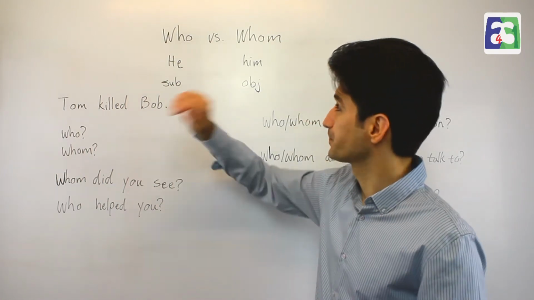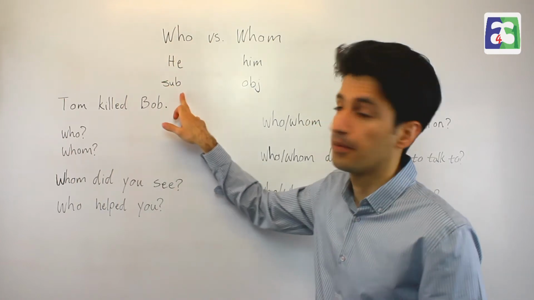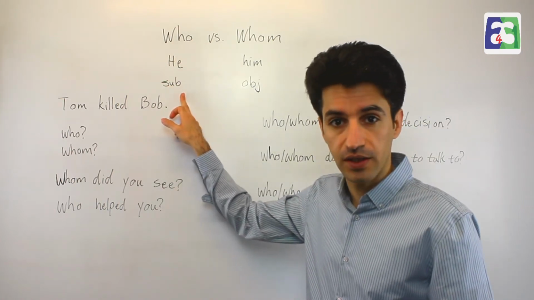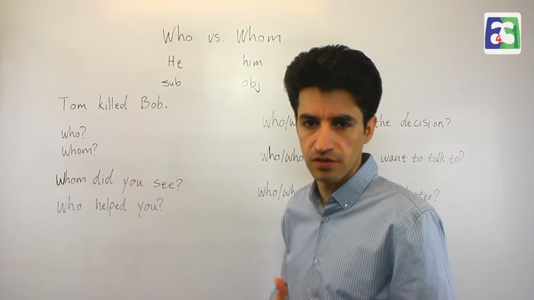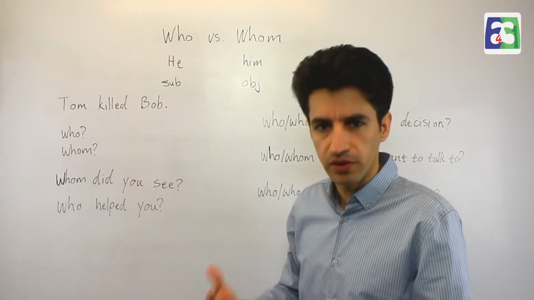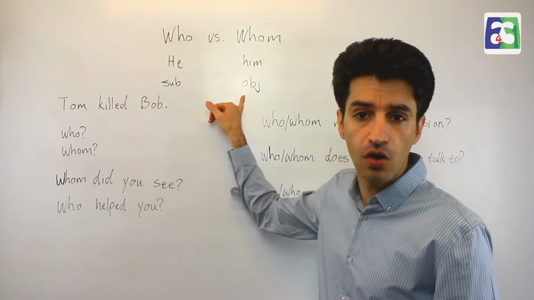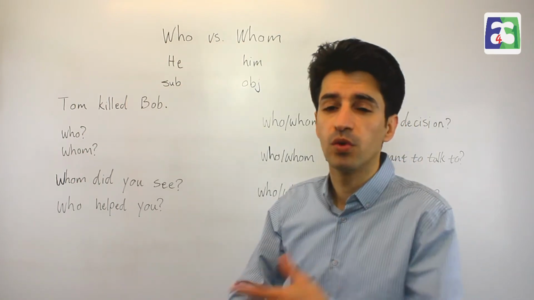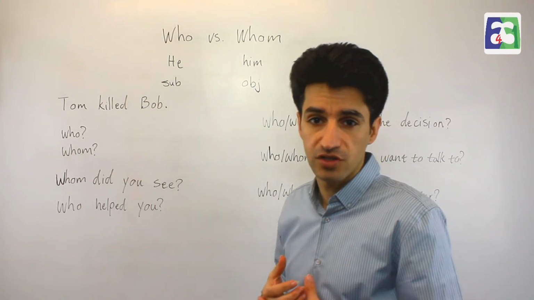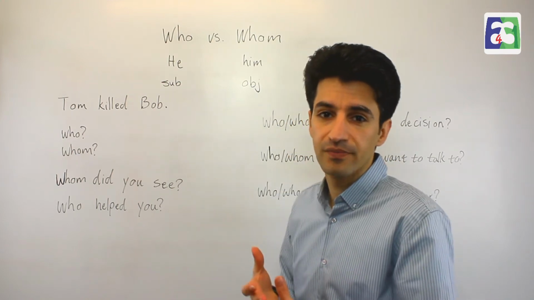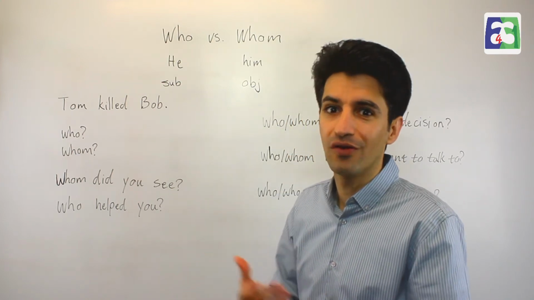Okay, so who asks about the subject, the one that does something, the doer of the action, and whom asks about the object of the sentence, the one that receives the action, the one that the action is done on.